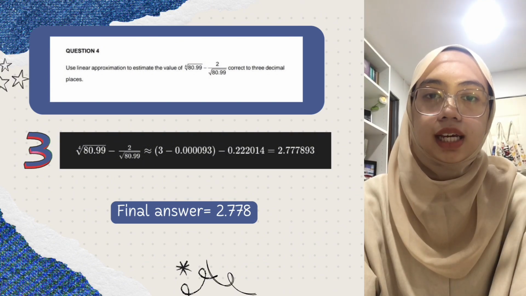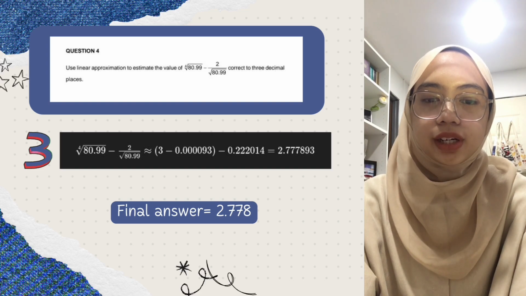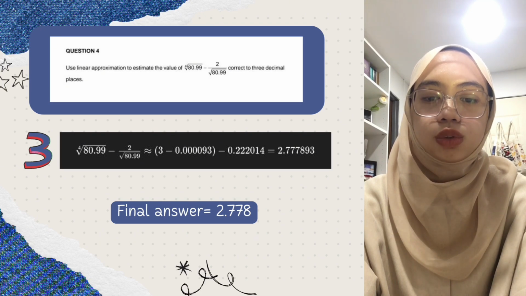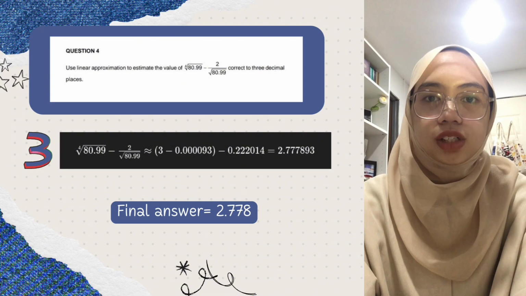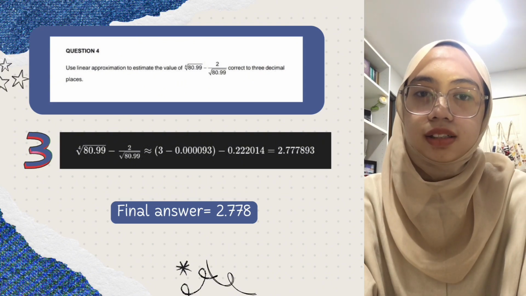The fourth root of 80.99 minus 2 over square root of 80.99 equals 3 minus 0.000093 minus 0.222014, which equals 2.777893. Then, we rounded the answer to 3 decimal places to get the final answer, which is 2.778.